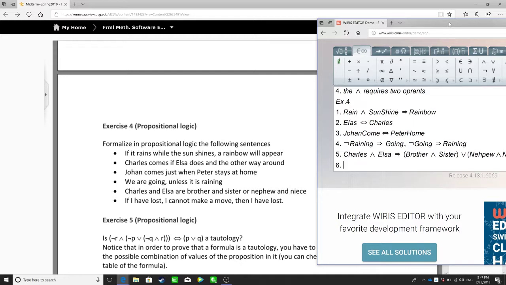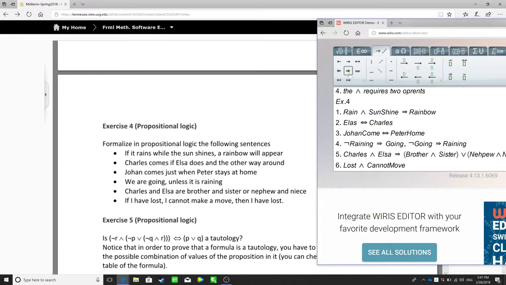So for this, I would set the answer to be both. Lost. That's the answer one. Lost. Can't move. Implies lost, which doesn't make sense, but according to that, it looks like this. The second is lost.